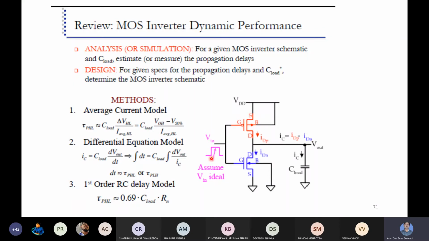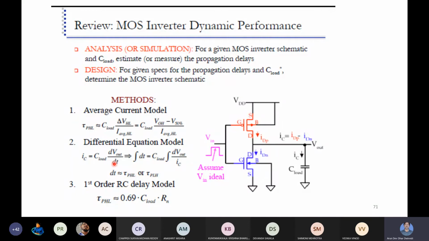There are three ways we can calculate. Like the average current model, in which TPHL means when the output is switching from high to low, from VOH to VDD by 2. During that, what is the delay that we are calculating? TPHL is basically C load into delta V HL by I average. We take I average, the current which is flowing, its average, and VOH minus V 50% divided by I average. This way we can calculate, or we can also calculate using the differential model.